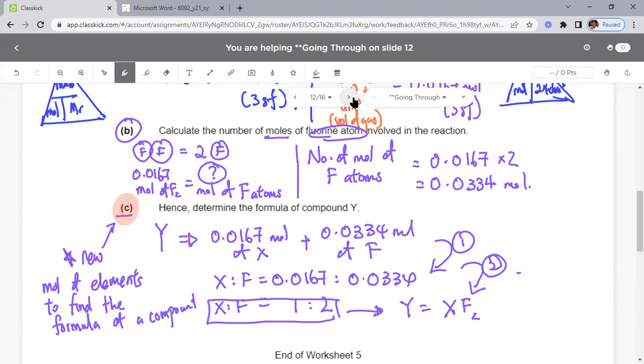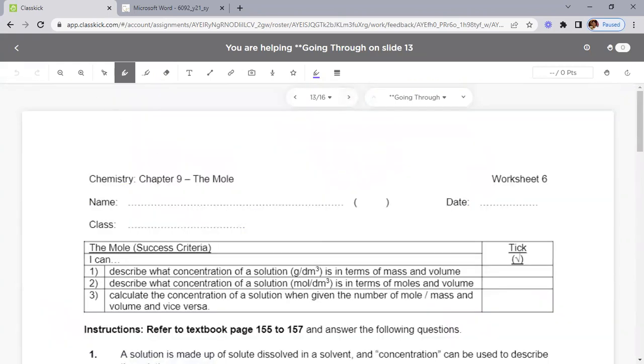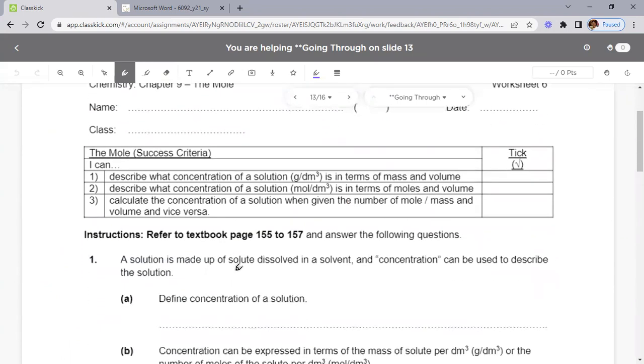Right now for today, we're going to go through the last conversion. We're going to look at the concept of concentration. So in this worksheet, which is what we're going to complete for today, we're going to learn what is the concentration of a solution, with the unit gram per dm cube.